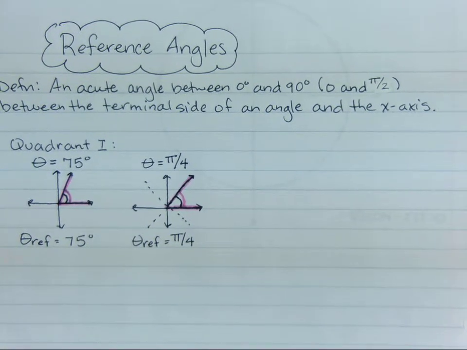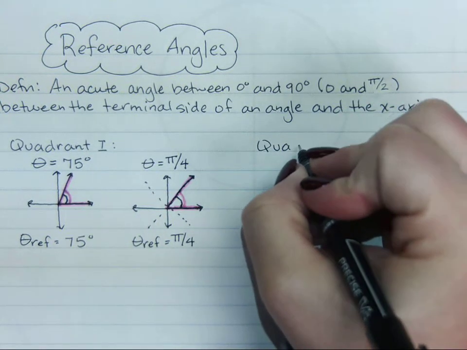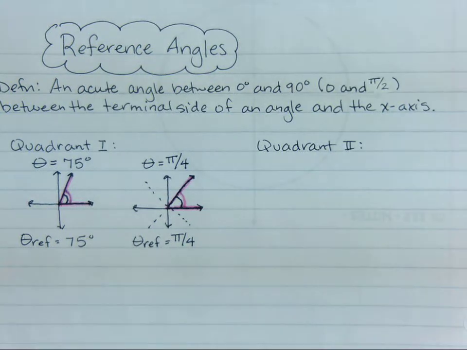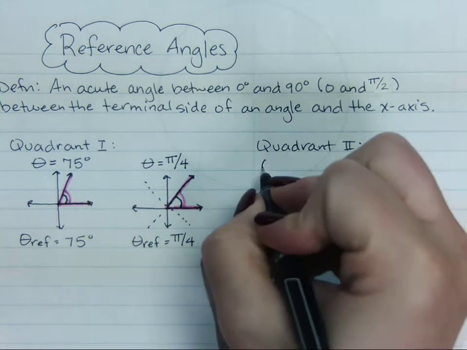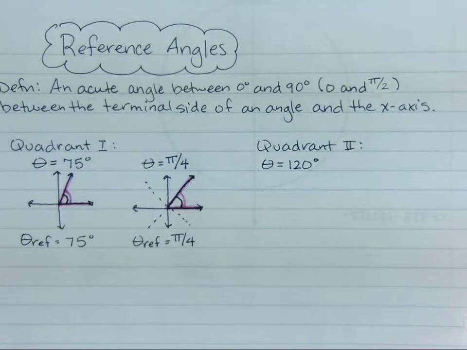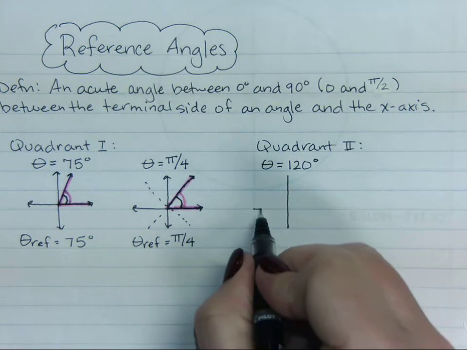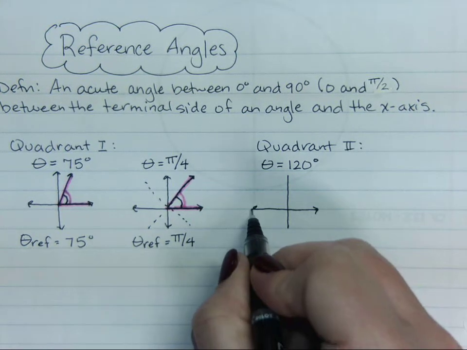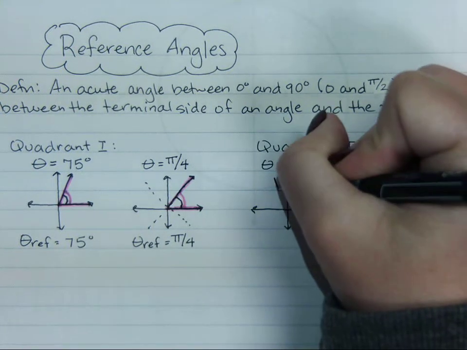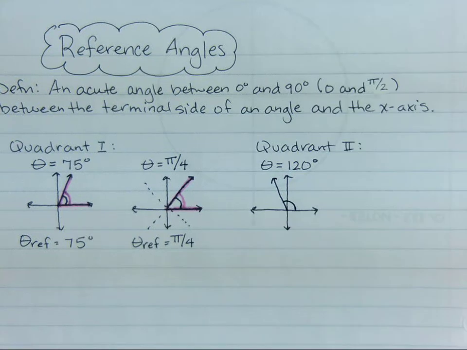Now let's look at some angles that are greater than 90 degrees. So let's look at angles that are in quadrant number 2. All right, so if you are in quadrant 2, say theta is 120 degrees. Again, let's quickly sketch our angle in standard position. And 120 is approximately right here. And so this is my current angle theta.